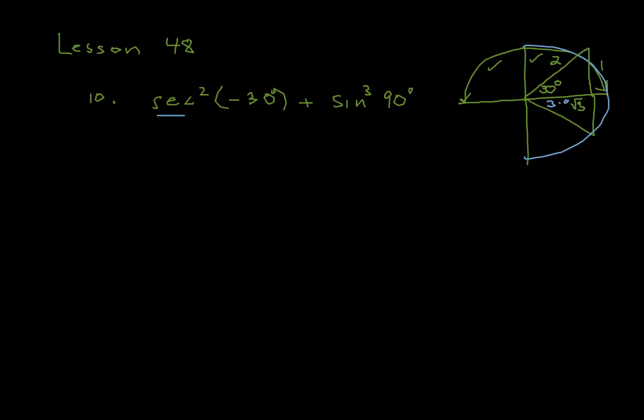And if you're going to do secant, this delay is going to drive me crazy. Cosine is adjacent over hypotenuse, so secant would be hypotenuse over adjacent. And then you're just going to square that. And then the sine of 90 degrees.